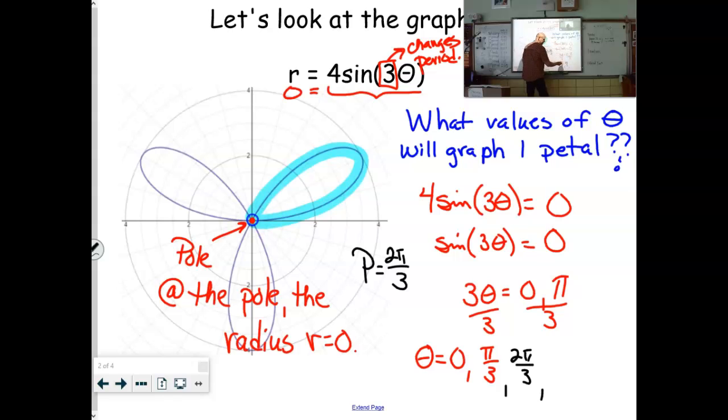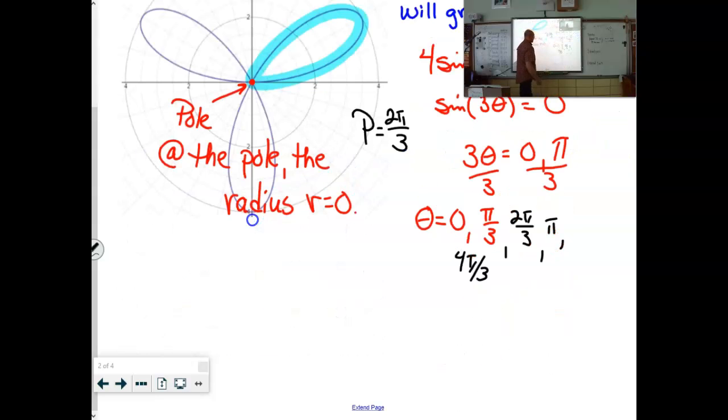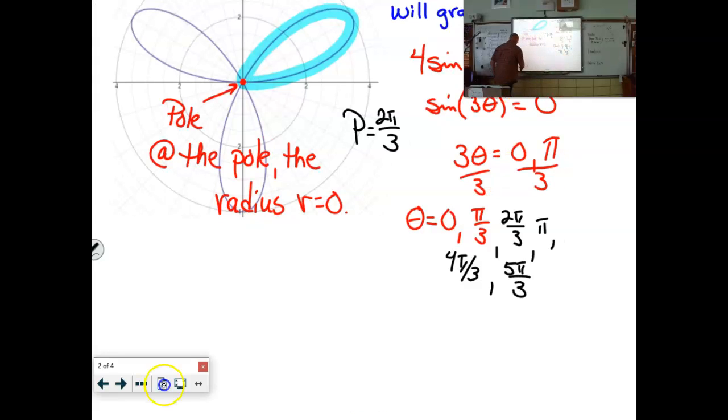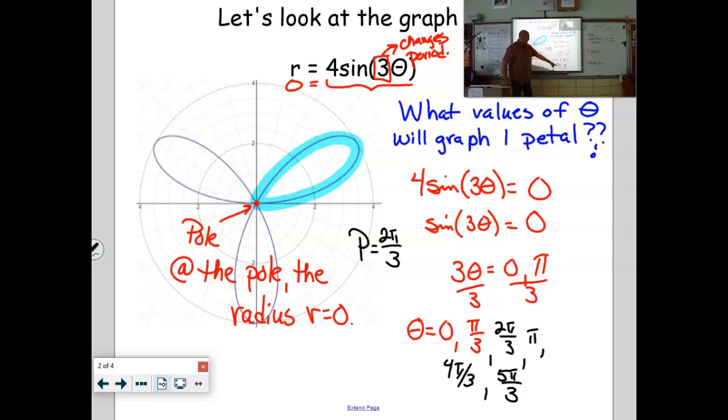I would add 2 pi over 3 to this one. That's going to give me 4 pi over 3. And then I would add 2 pi over 3 to this one, which is going to give me 5 pi over 3. So now all of a sudden, these are all of my solutions.